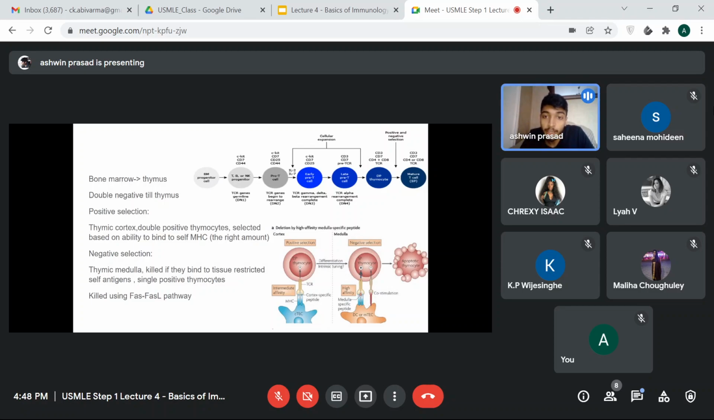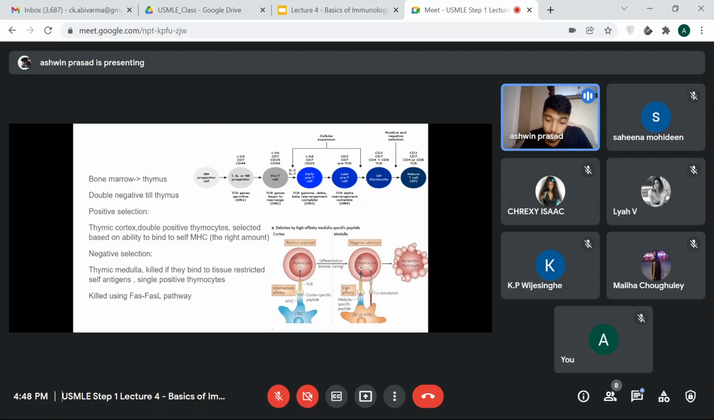They're called double negative cells because at this point in time, neither do they have CD4 nor do they have CD8. These CD4 and CD8 are the markers that we use for T cells. So when they're developing in the bone marrow, since they do not have both of these markers, they're called double negative T cells. That's what the DN stands for. So up until now, all of this has been happening in the bone marrow. Up till the stage of late pre T cell, they're still in the bloodstream. They're traveling from the bone marrow towards the thymus.